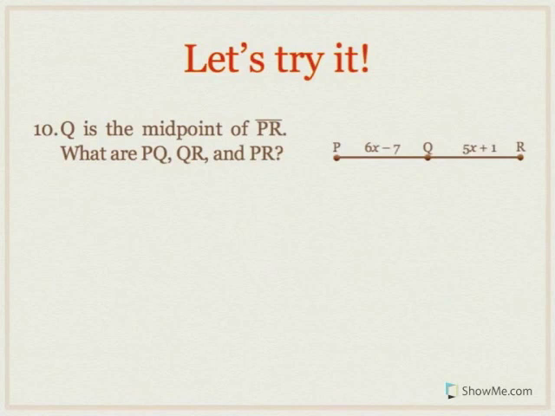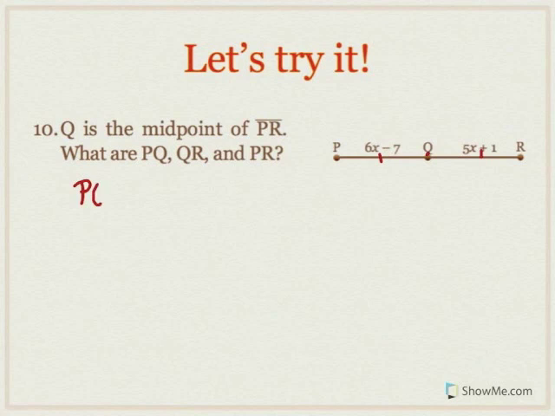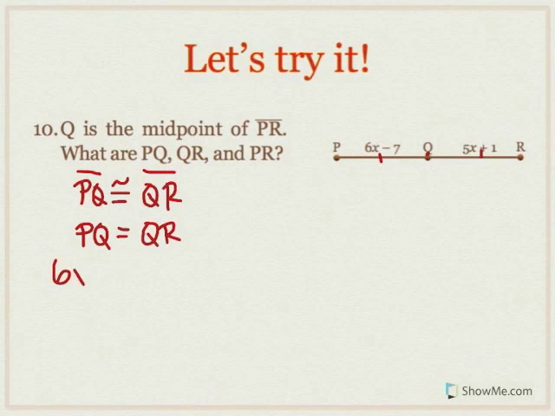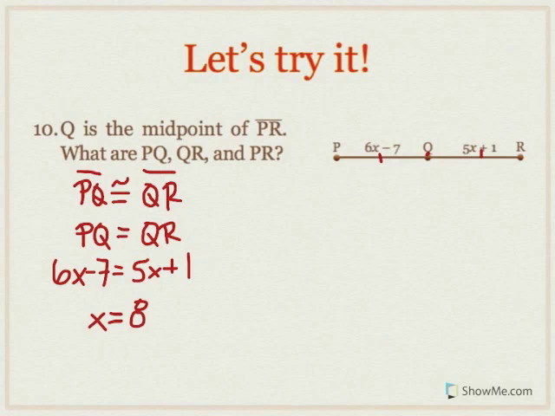You will notice that we are told that point Q is the midpoint of segment PR. That means that segment PQ is congruent to segment QR. Using the definition of congruent segments, that means the distance from P to Q is equal to the distance from Q to R. We can now write our equation. The distance from P to Q is 6x minus 7, and the distance from Q to R is 5x plus 1. If we subtract 5x from both sides and add 7 to both sides, we find out that x equals 8. However, that's not what we were asked to find.